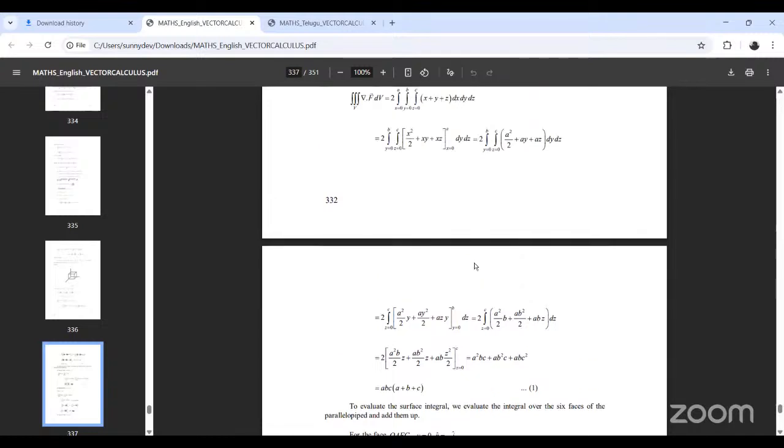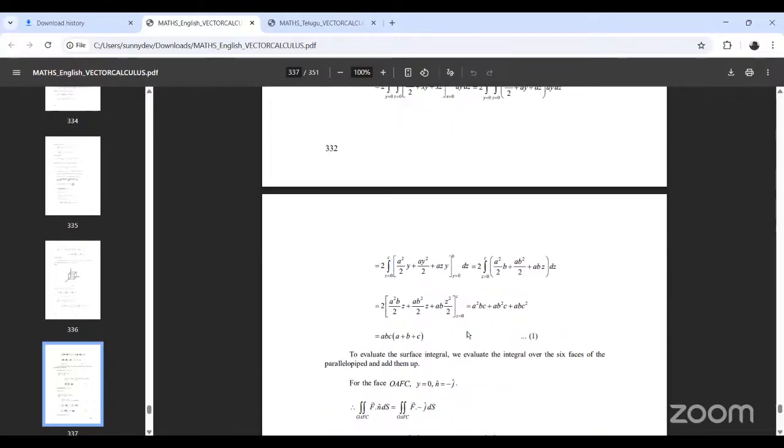Now we do the integration with y. Then we are getting a²/2 into y, ay²/2, and azy, and apply the y limits 0 to b. Next, z. When doing the integration with z, we get a²bz/2, ab²z/2, and abz²/2. So that becomes abc into (a plus b plus c).